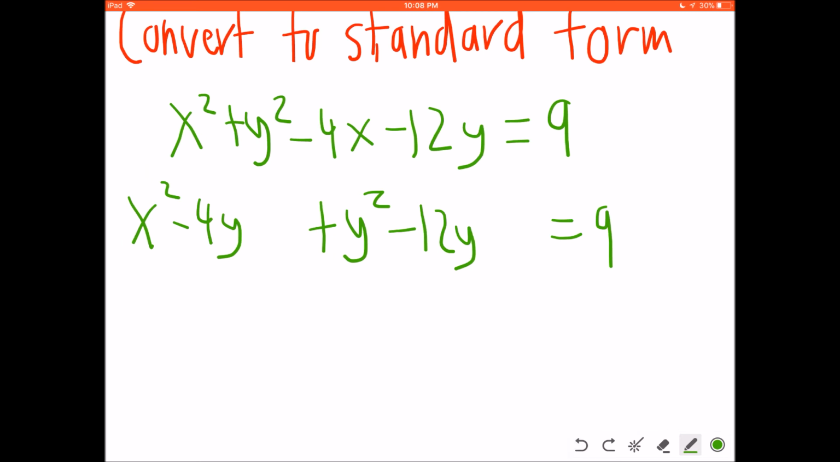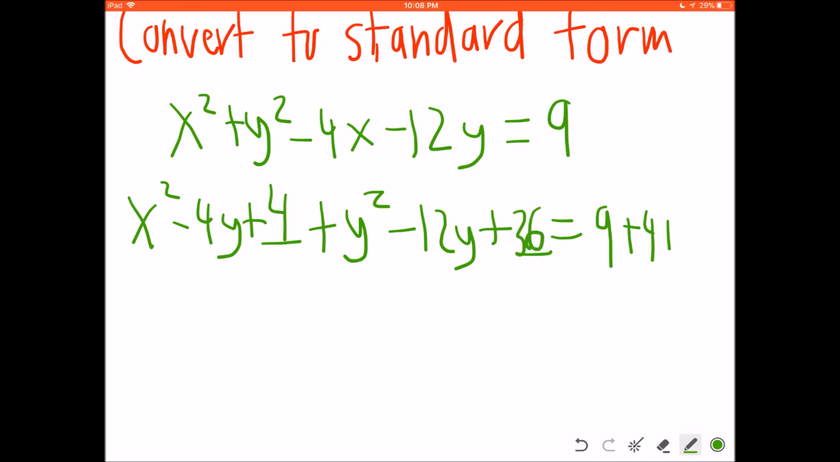So completing the square, from algebra 1, is you divide this number by 2 and then you square it. And then you add it over here. And whatever you do to this side, you do to the other side. So -4 divided by 2 is -2. And when you square it, you get 4. So you put +4 here, and you go to this 9 side, and you add 4. And look at y squared. So -12 divided by 2 is -6. And when you square it, you get 36.